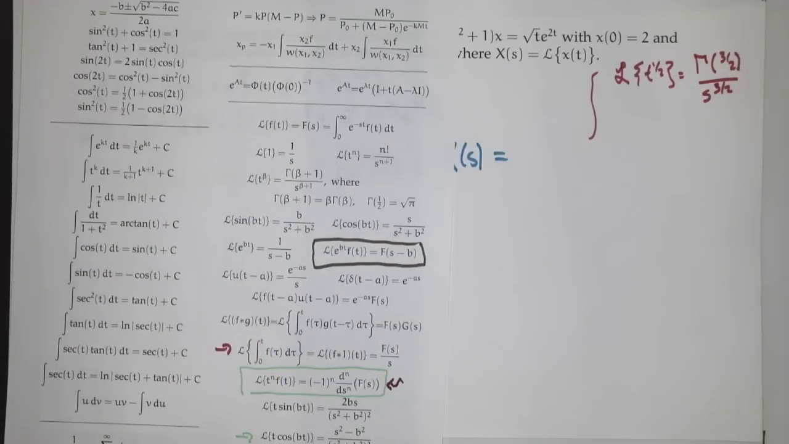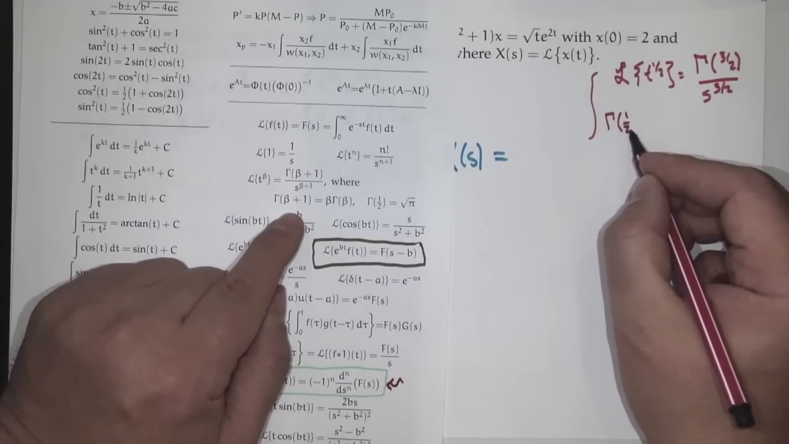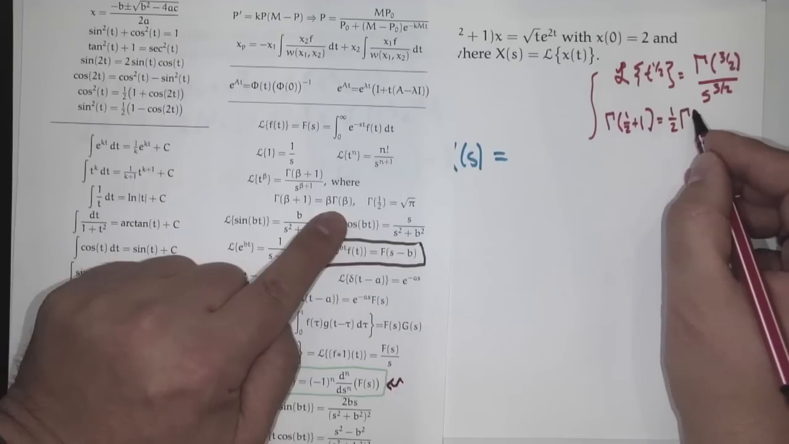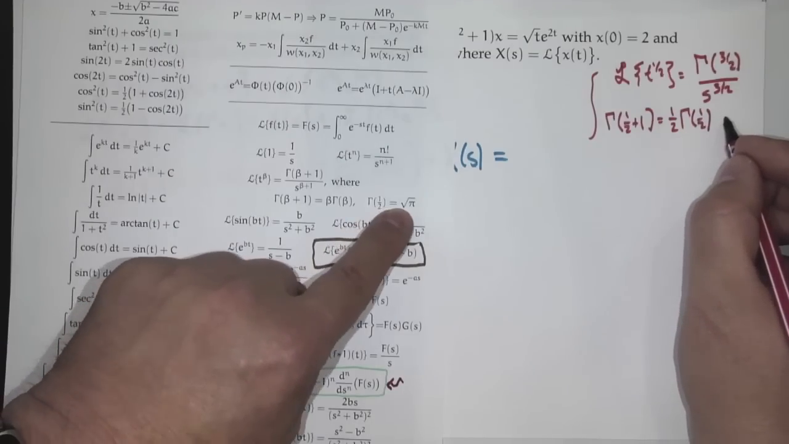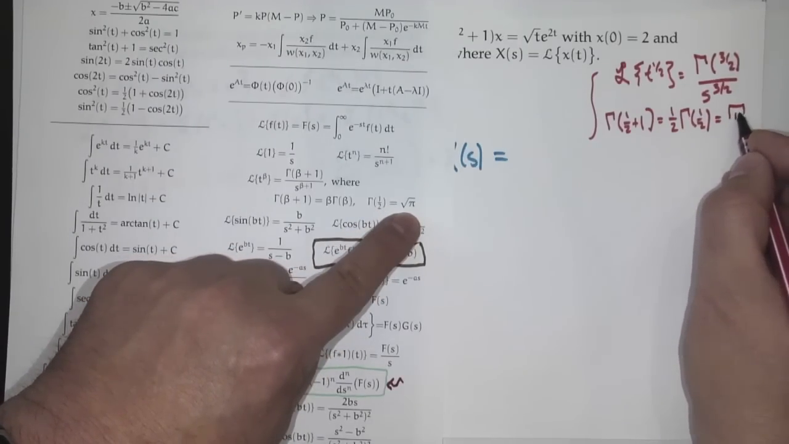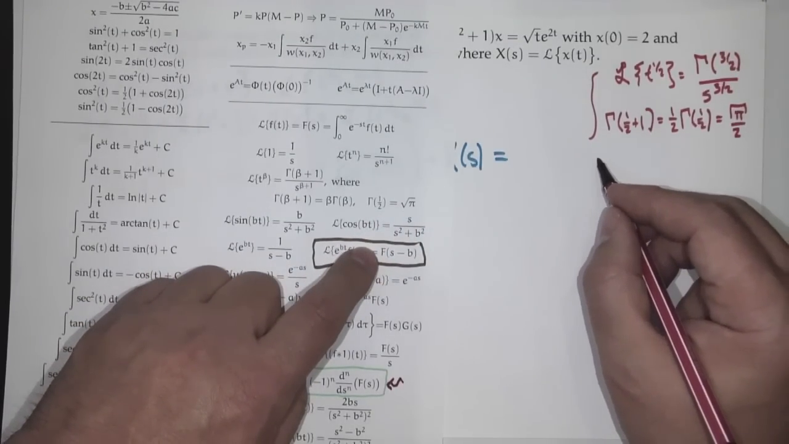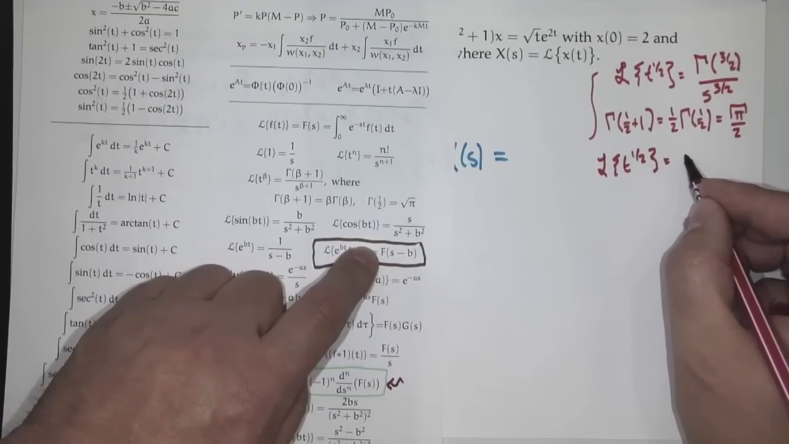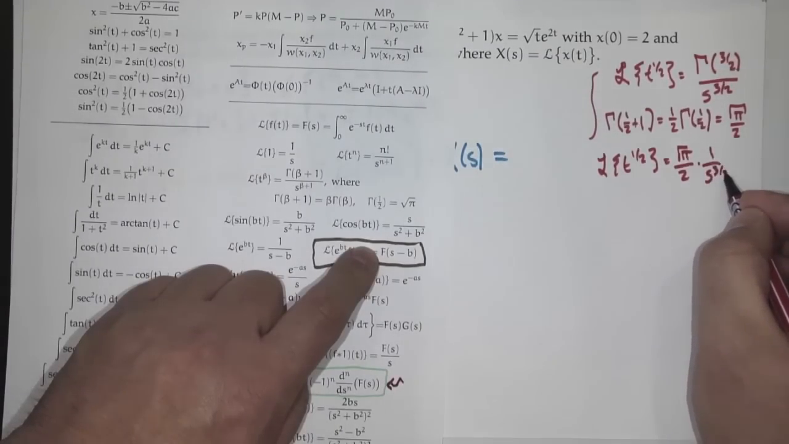Now, can we do anything with the gamma? Well, yeah, we can. So gamma of 3/2, which is really a half plus 1. According to this rule, that's a half gamma of a half. Well, what's gamma of a half? It's square root of pi. Okay, so updating, we have that the Laplace transform of just t to the 1/2 is this fun constant square root of pi over 2 times 1 over s to the 3/2.